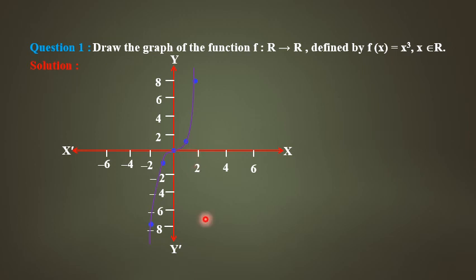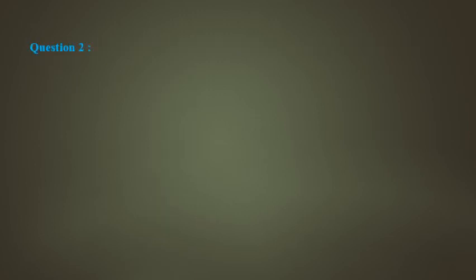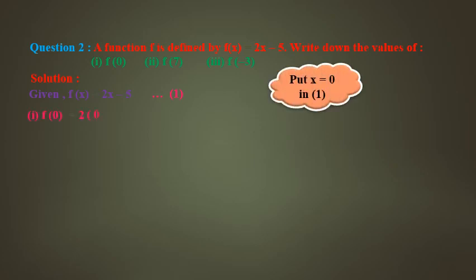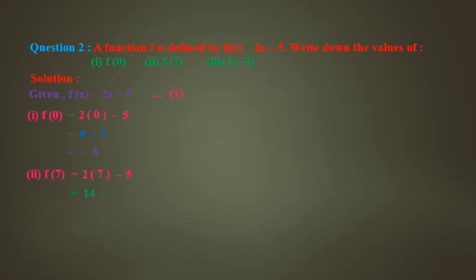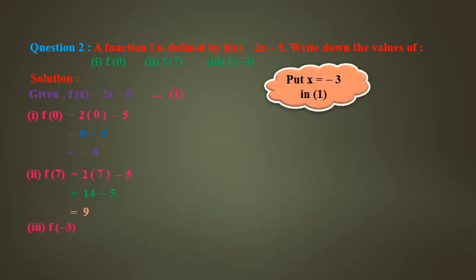Okay, yes. Next one, we'll take a function from x to 2x minus 5. Write down the values of this. Very simple question. Substitute x equal to 0, 7, minus 3. You get very easily the answer for this. 2 into 0 minus 5 is minus 5, sorry, minus 5, and then f of 7. Substitute the values. You get easily the answers for these questions. Correct?